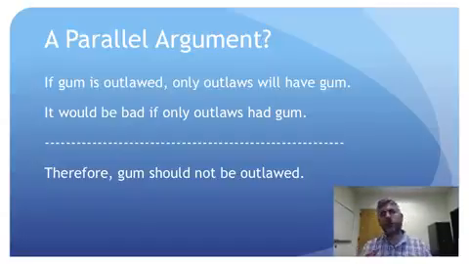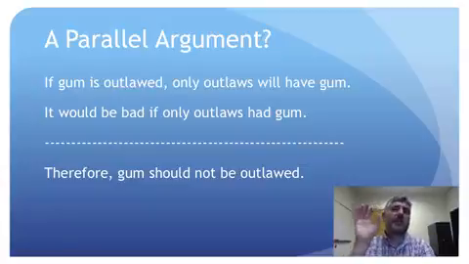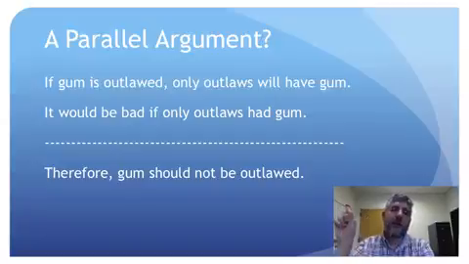So what's crucial in refutation by parallel reasoning is this. First of all, you have to make sure that the parallel argument that you're using to refute the original argument has exactly the same form as the original argument. And in all three of our examples that we've looked at, that is true. The parallel argument does have the same form as the original argument.